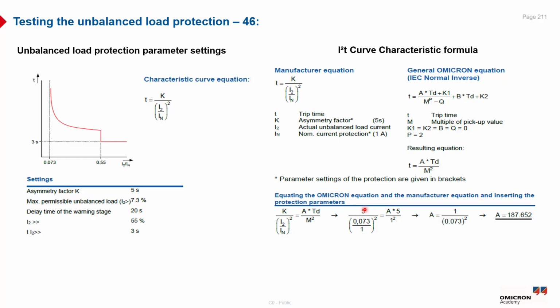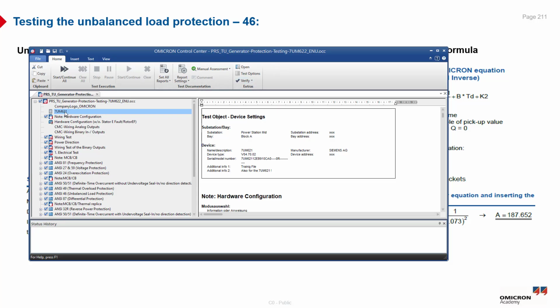By equating both equations, the Omicron equation and the manufacturer equation, and inserting the protection parameters, with the given values between brackets from our parameter setting, we can calculate the A constant here, which equals 187.652.